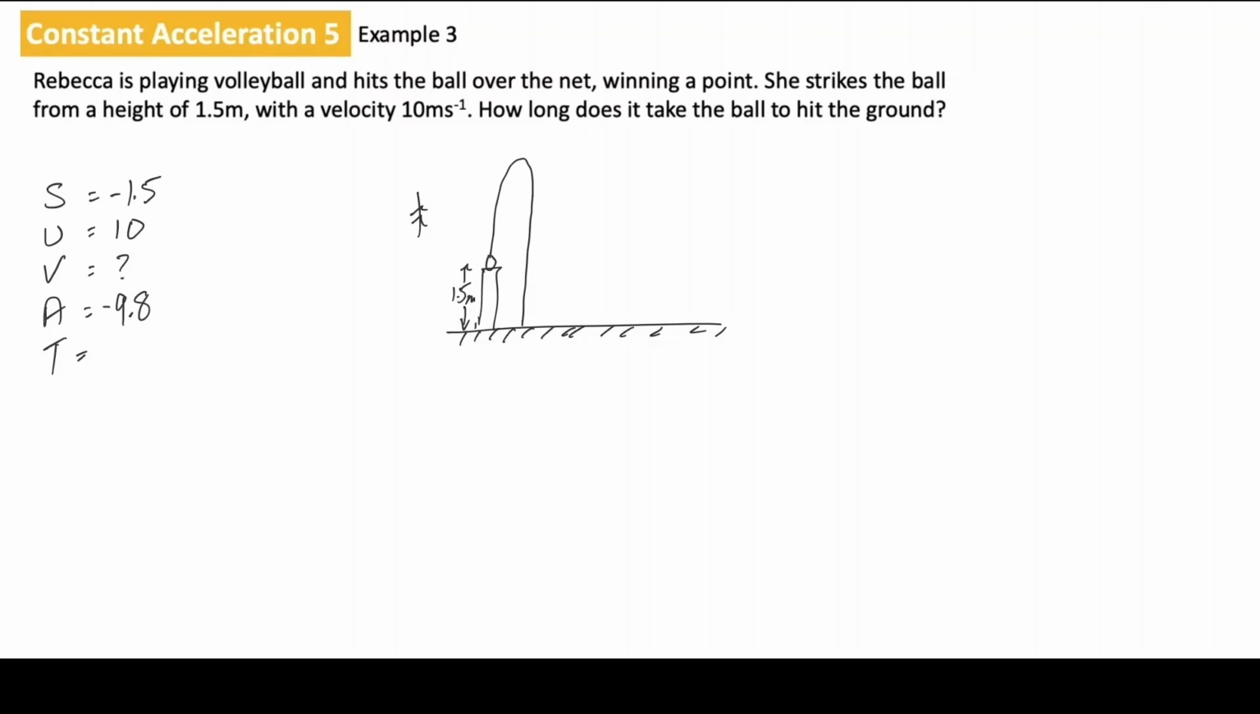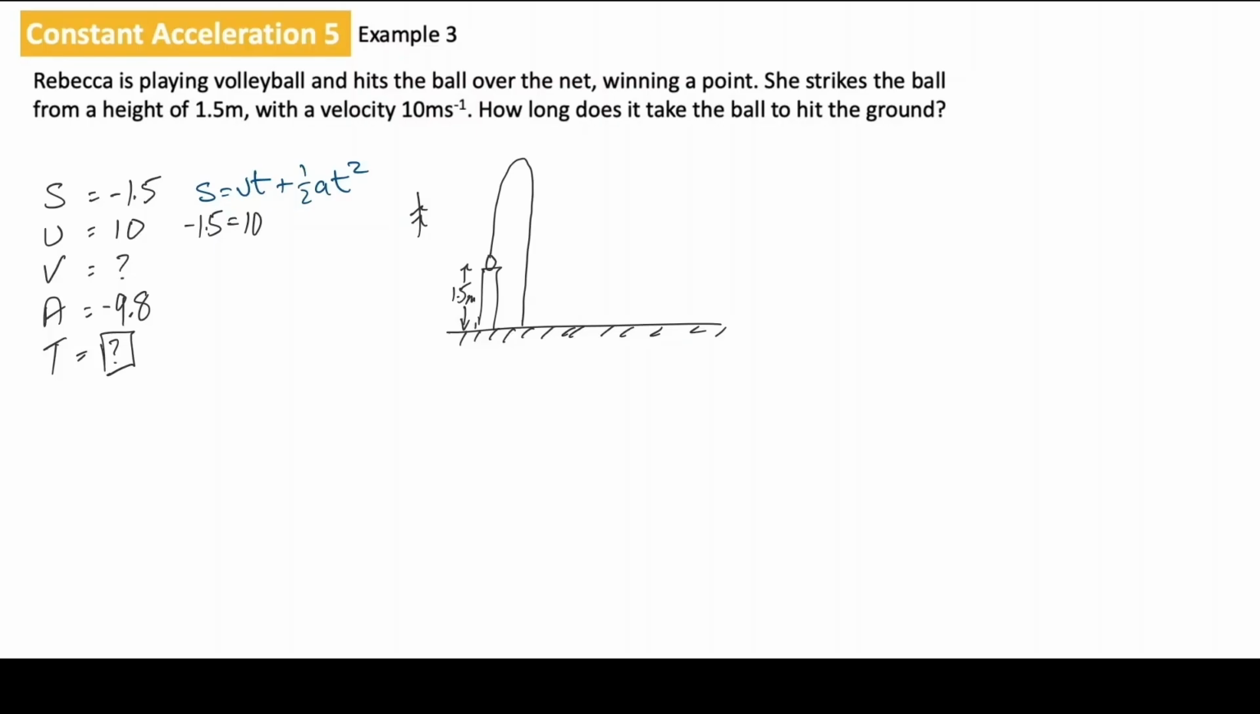Initial velocity we were given as 10. Final velocity we don't know and we don't need. Acceleration due to gravity is negative 9.8. Our initial direction was up. Acceleration due to gravity always acts down towards the ground. That is our negative direction. It's a negative value. Now that we have all of those correct, we're going to substitute into the appropriate formula. We want a formula that uses S, U, A, and T. So we have S equals UT plus half AT squared. So let's substitute our values in.